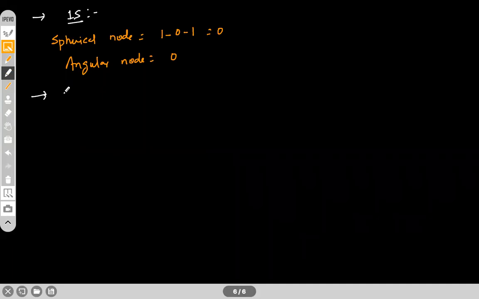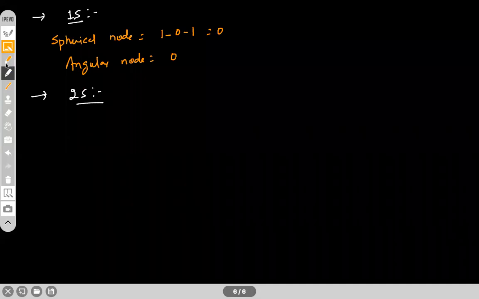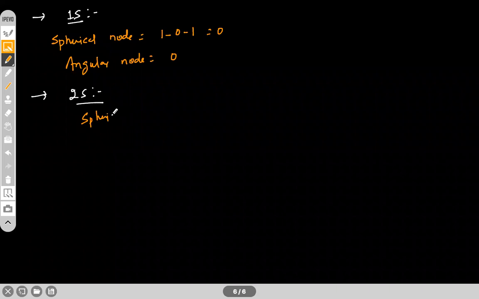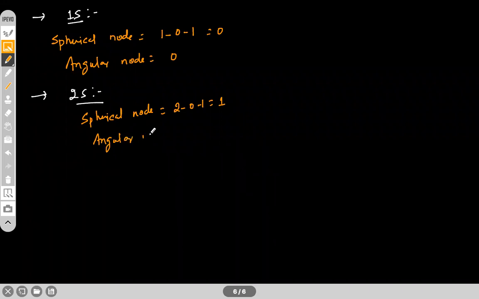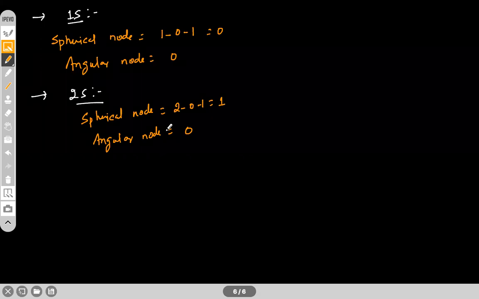Okay. Total number of nodes, if I ask you, the spherical node here, you just need to use the formula, 1 minus 1 minus L value is 0. This is 0. Angular node is also 0, because it is S sub shell, angular node is 0. So there is no nodal surface for the 1s orbital, right? If you talk about 2s, then the number of spherical nodes is 1. A spherical node is 2 minus 0 minus 1, that is 1. And the number of angular nodes is 0 again because it's S sub shell. Angular node would always be 0 for S sub shell.